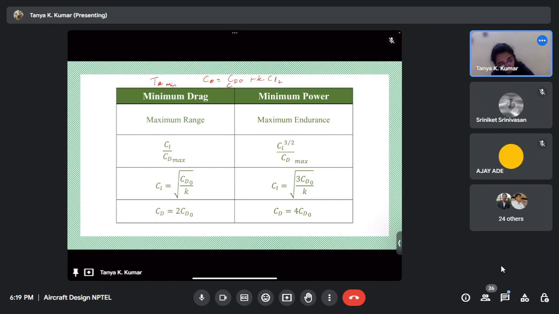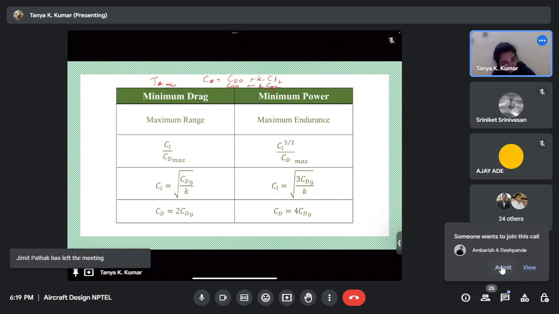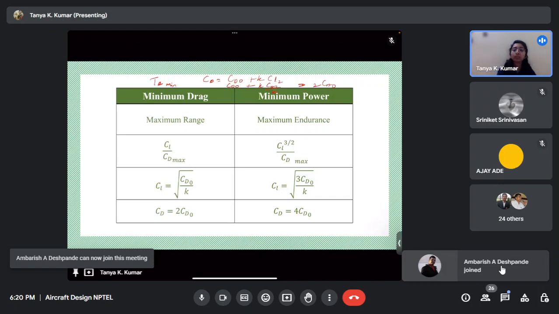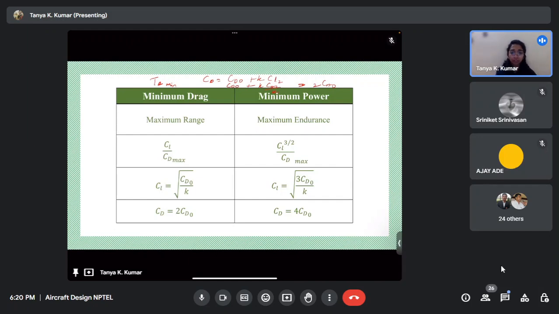So it will be CD naught plus K CL square, so K times CD naught by K, which in turn gives you 2 CD naught. So you just have to remember the CL. CD naught, you can just plug into your drag polar equation and find out. Similarly, if you do it for the minimum power condition, you will find that CD is 4 CD naught.